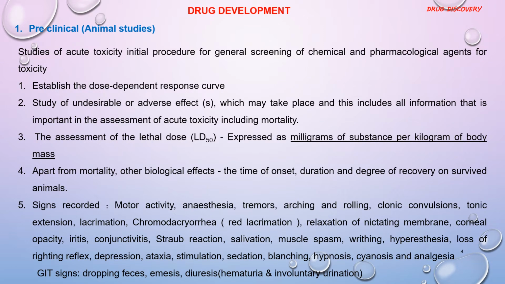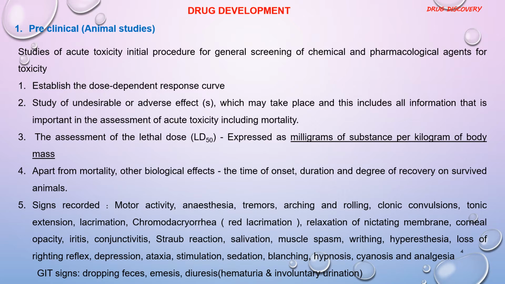Acute toxicity study is the first step to screen the toxicity of the molecule. It is done to establish a dose response curve, to estimate the LD50 value, which is expressed as mg per kg of body mass, and to study the adverse effects of the drug. In the experiment, the biological effect of the molecule is also studied. Example, time of onset of response, duration and degree of recovery in the surviving animals.